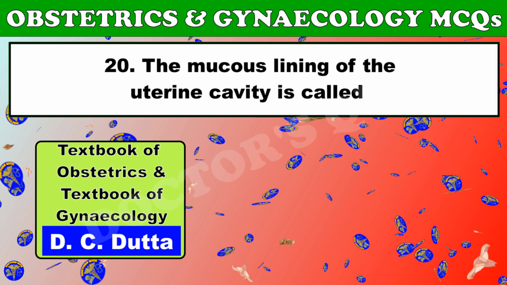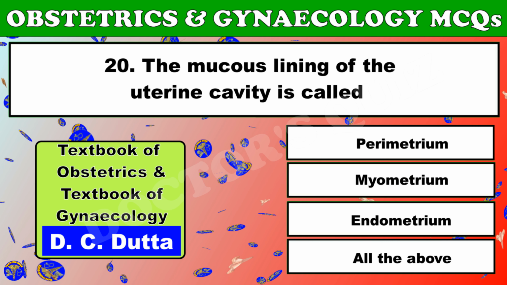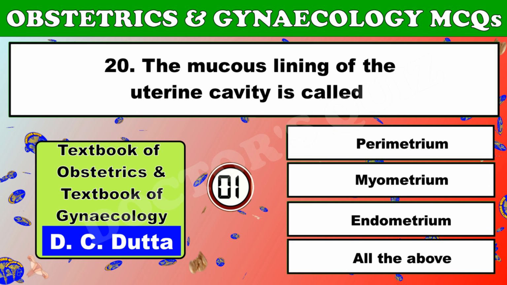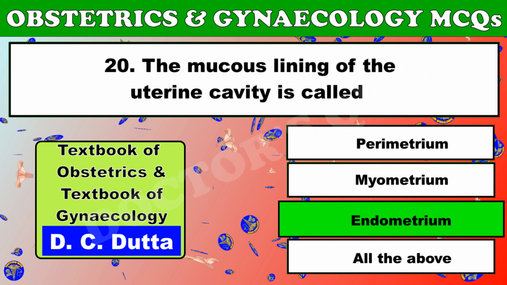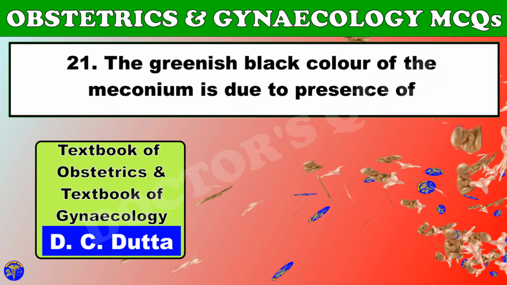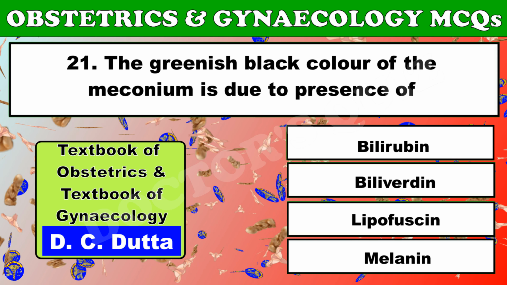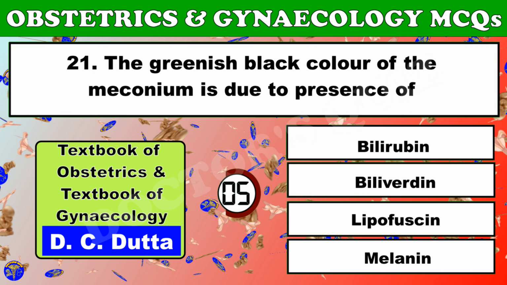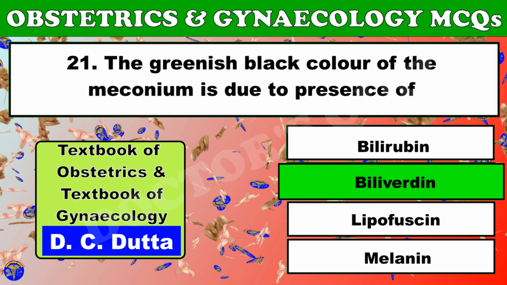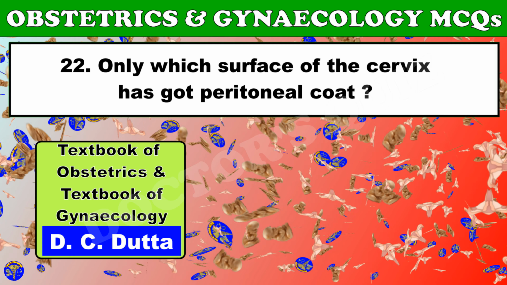The next question is, the mucous lining of the uterine cavity is called? Options are perimetrium, myometrium, endometrium or all the above. Answer is endometrium. The next question is, the greenish black color of the meconium is due to the presence of? Options are bilirubin, biliverdin, lipofuscin or melanin. Answer is biliverdin. The next question is, only which surface of the cervix has got peritoneal coat?